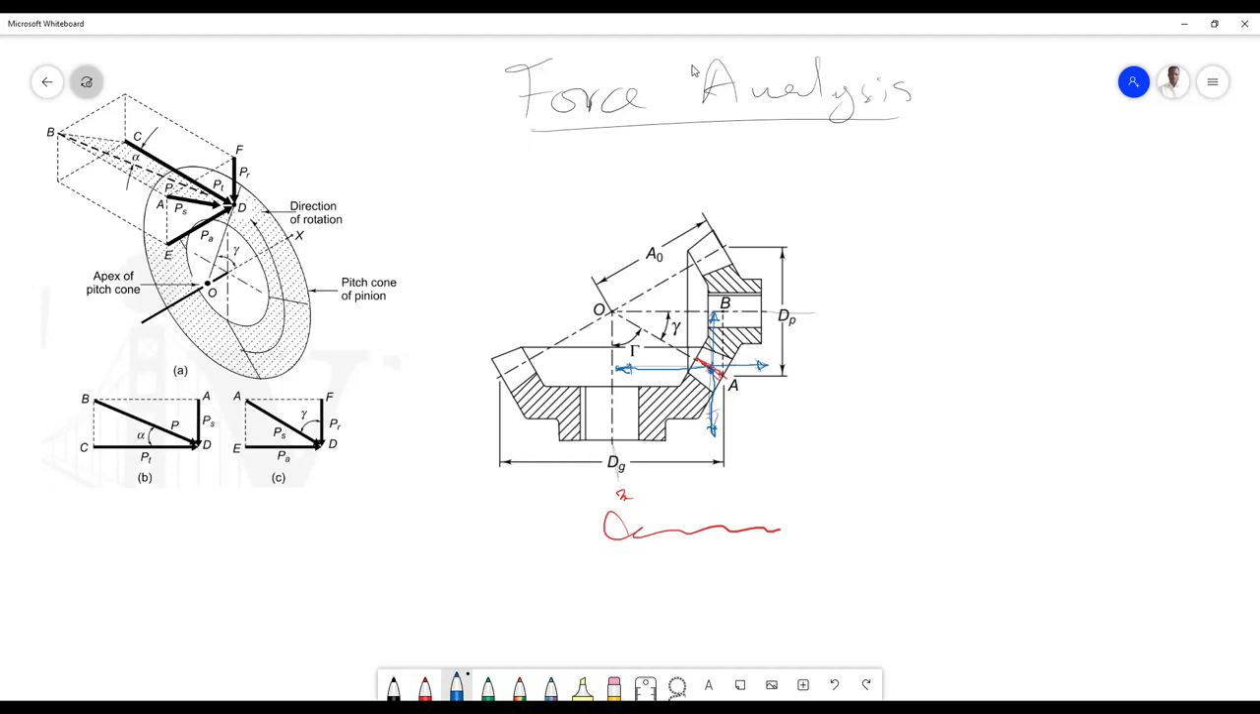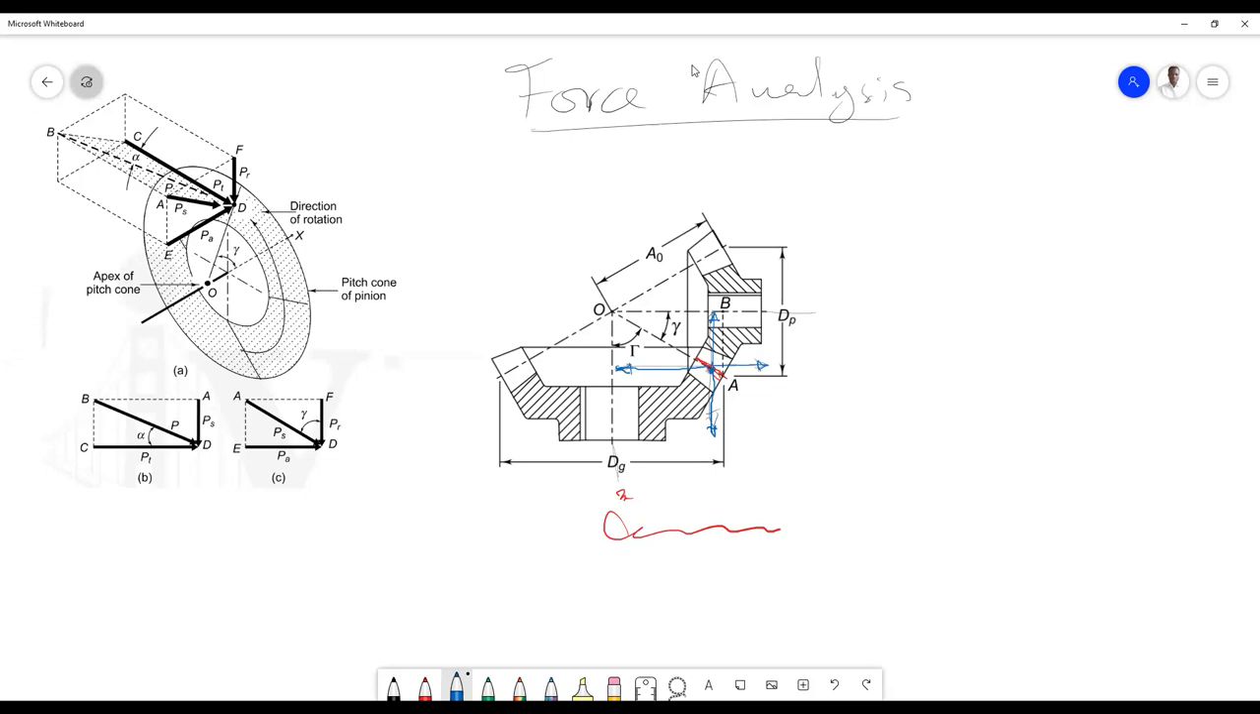Now the separating force is the force that will try to disengage the gears. Okay, and that'll be acting at that point.